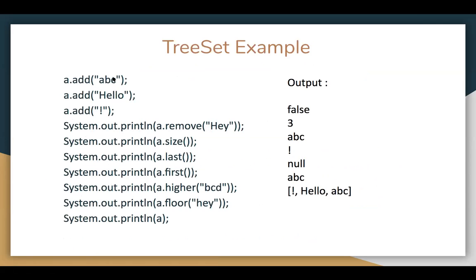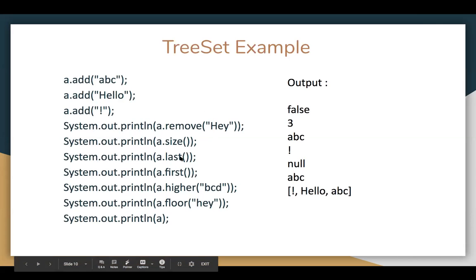So first, pretend it's a string tree set. It's an a.add, ABC, a.add, hello, a.add, and exclamation mark. So first we remove hey, but there's no hey in this tree set, so it returns false. A.size, and we have 3 here, so that returns 3.